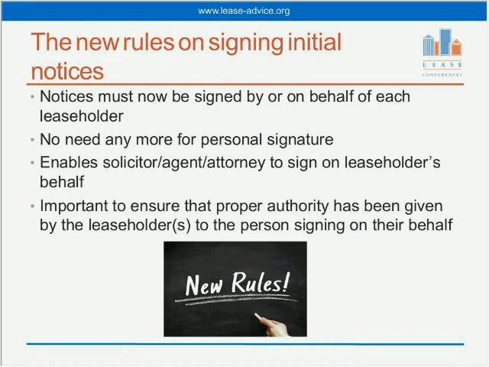So what are the new rules? Well, they certainly make life easier when it comes to signing Section 42 notices. There's no need for them to be signed by or on behalf of each leaseholder. There's no need anymore for a personal signature. They can now be signed on behalf of each leaseholder, including by a solicitor, attorney or agent on the leaseholder's behalf. But it's important to ensure that there's been proper authority given by the leaseholders to the person who is ultimately going to sign the Section 42 notice on their behalf.